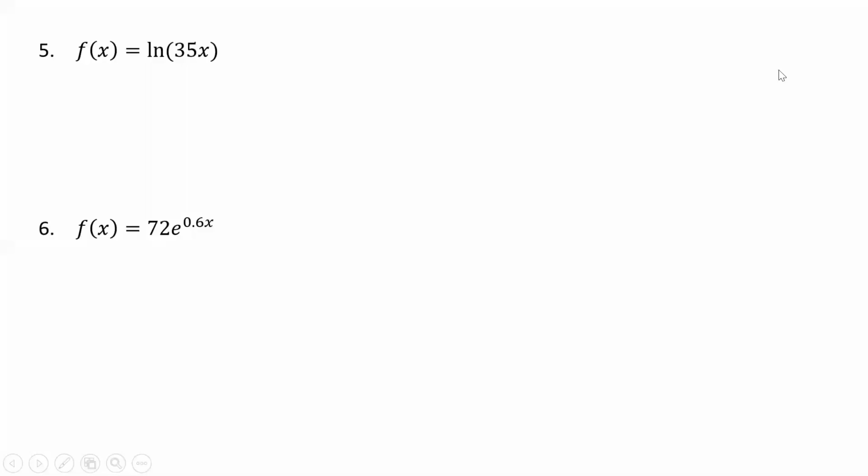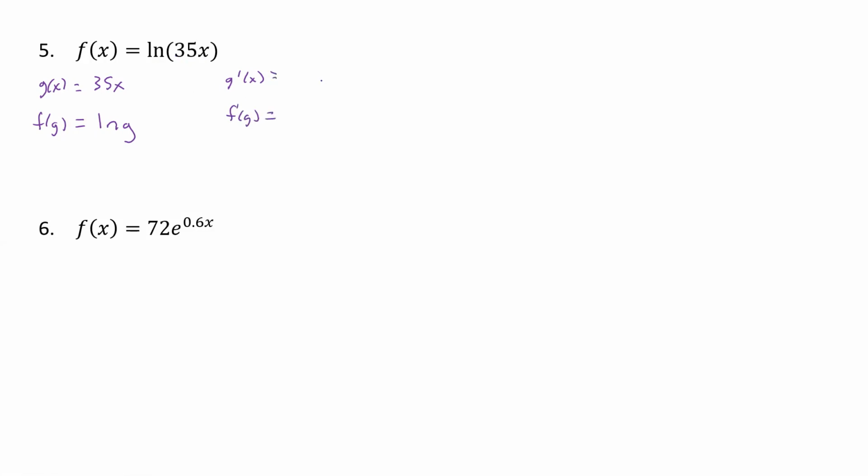Right, so we're back. Let's go ahead and continue. So let's still let g(x) be the inside function and f(g) be the outside function. So the inside function, again, I'm just going to use what's in parentheses here, 35x, and then the outside is just going to be ln of g.